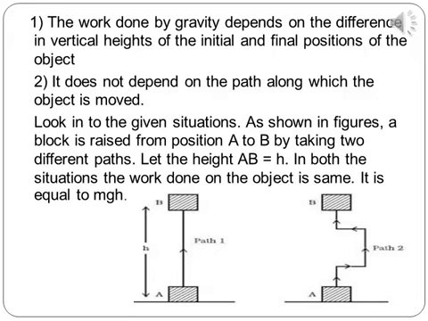From this, it can be concluded that the work done by the gravity depends on the difference in vertical heights of the initial and final position of the object, and it does not depend on the path along which the object is moved against the gravity.